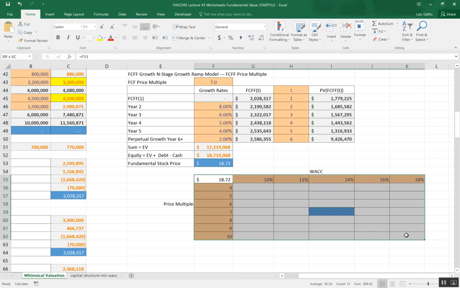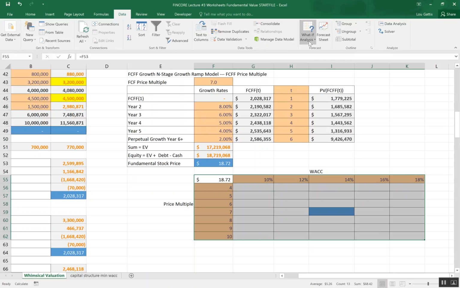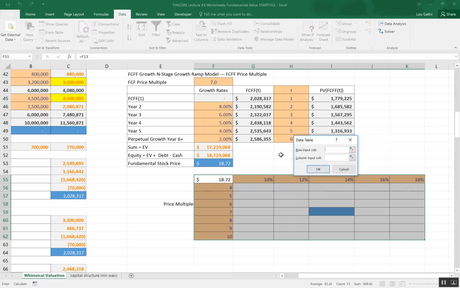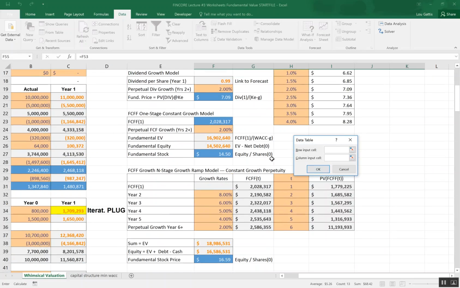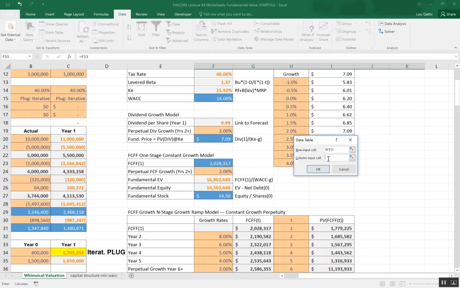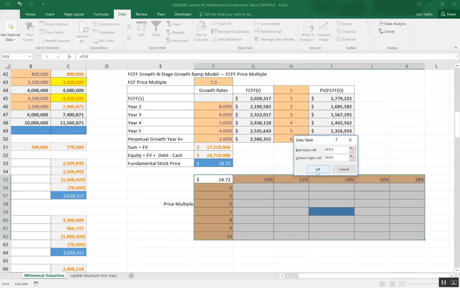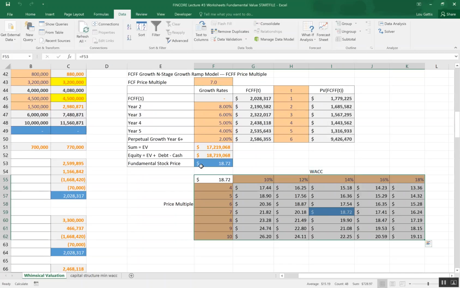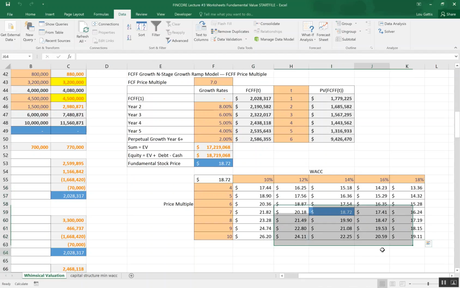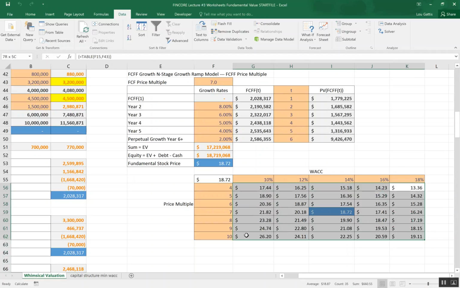highlight this table, data, what if, data table. My input on the row is WACC. Click on WACC. My column are a series of price multiples. There's my price multiple. There's my 1872 because I used WACC of 14 and price multiple of 7. And it gives me a range of prices. Looks like between about $13 and $26, all of which are higher than the $10 market price. So it looks like the stock's a pretty good buy.